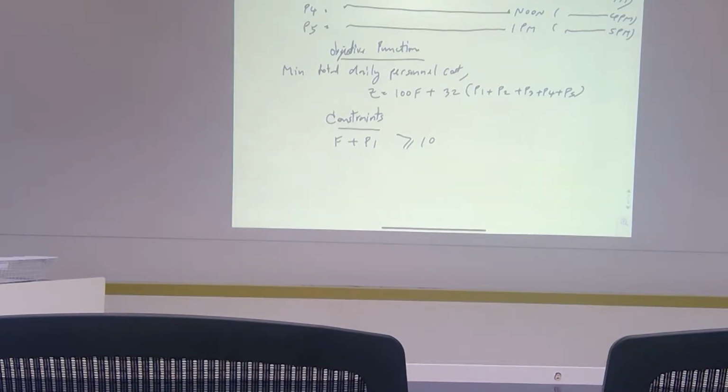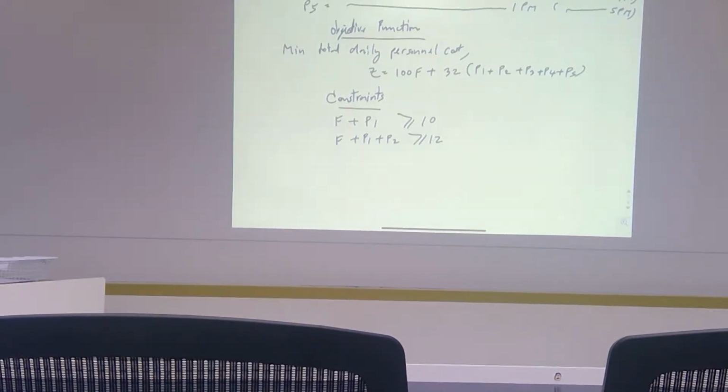How about the second time period? Full time is still working, right? Because full time works the whole day. P1 is still working as well, because each part-time works 4 hours. And then we have P2 starting work at 10 a.m. Then it needs to be greater or equal to 12.